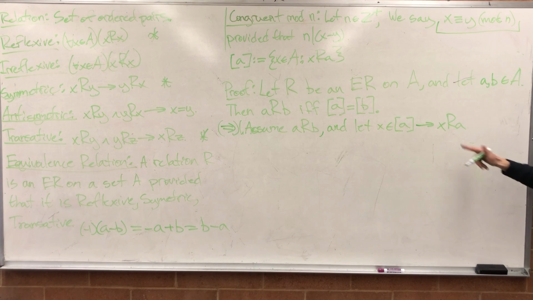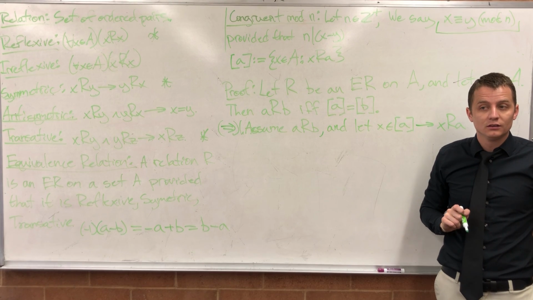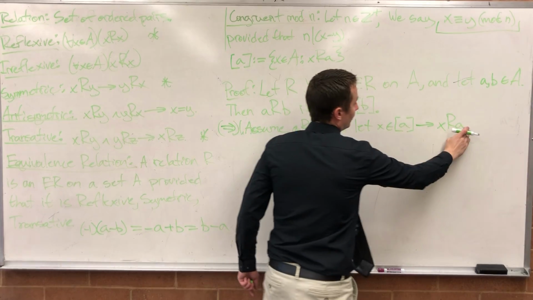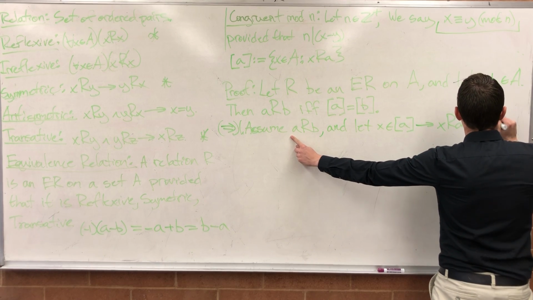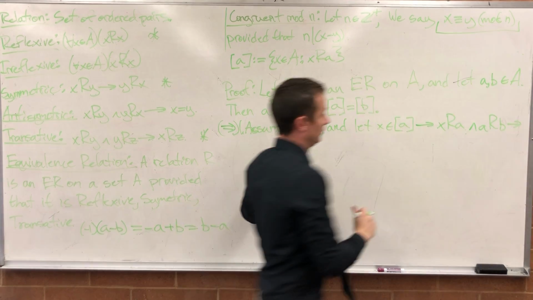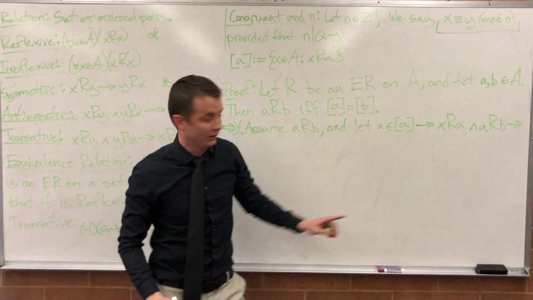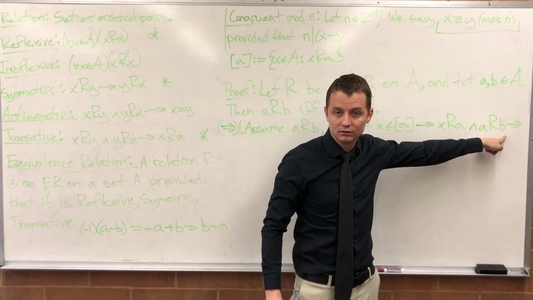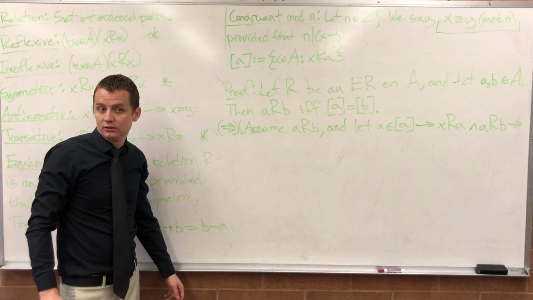Okay? We know that X is related to A. We also know that A is related to B. So we know X is related to A, and we know already that A is related to B. What do those two together imply? X is related to B, it's transitive. X is related to B, because R is an equivalence relation, so R is transitive. So if you have X is related to A and A is related to B, you have X is related to B. Everyone following that? Anything weird?